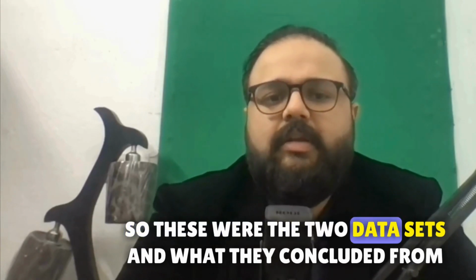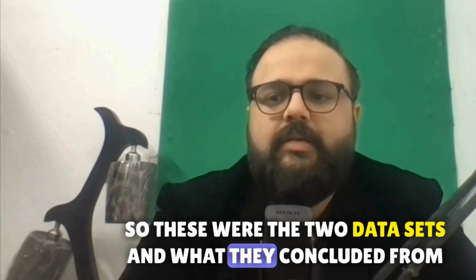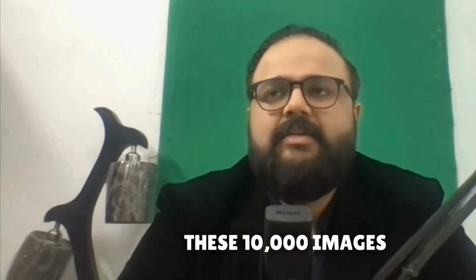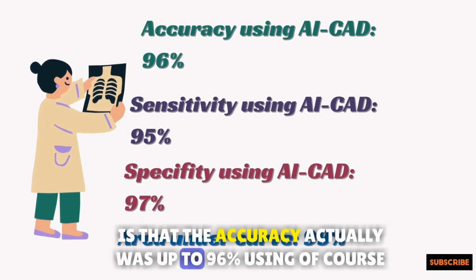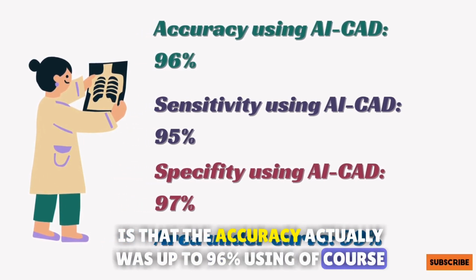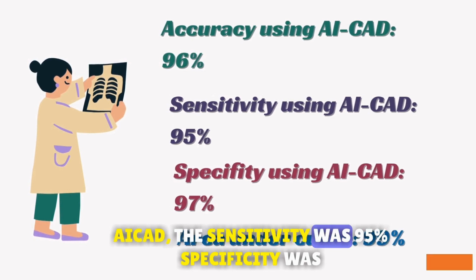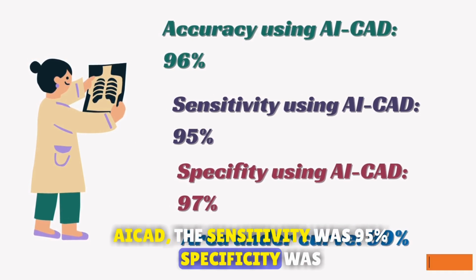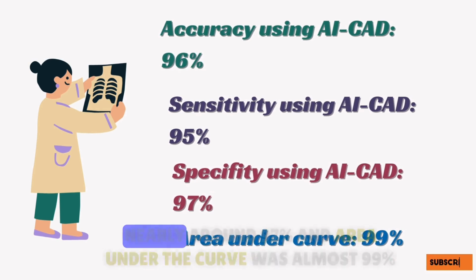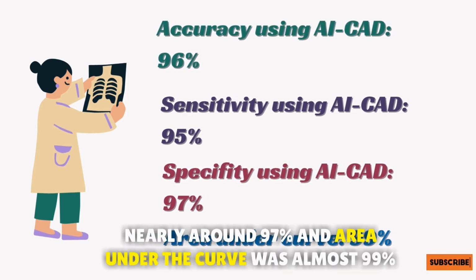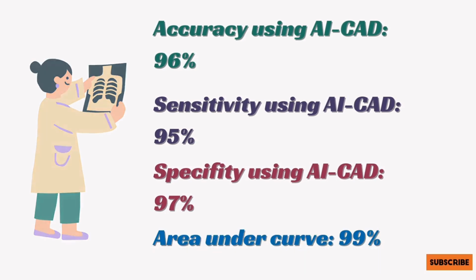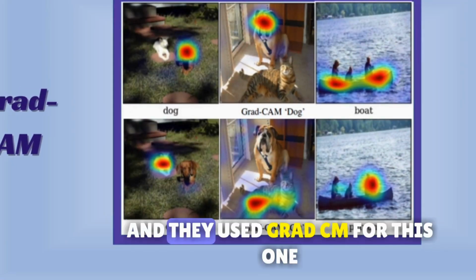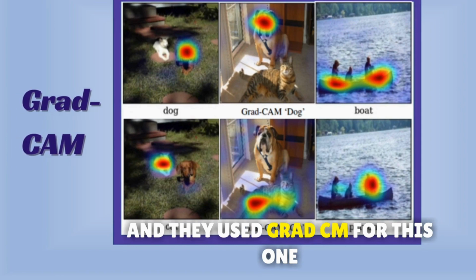So these were the two data sets, and what they concluded from these 10,000 images is that the accuracy was up to 96% using, of course, AI-CAD. The sensitivity was 95%, specificity was nearly around 97%, and area under the curve was almost 99%. And they used Grad-CAM for this one.